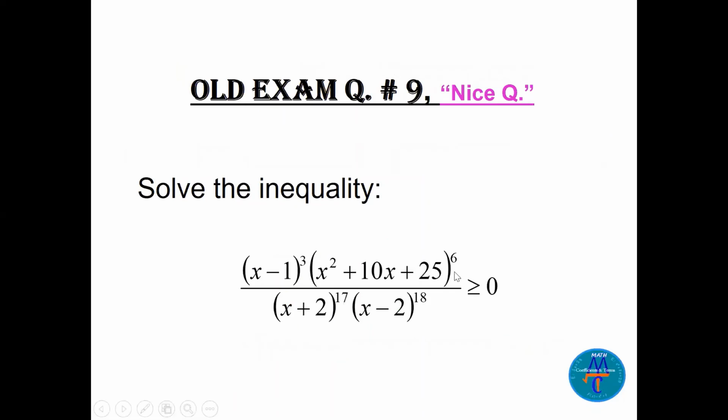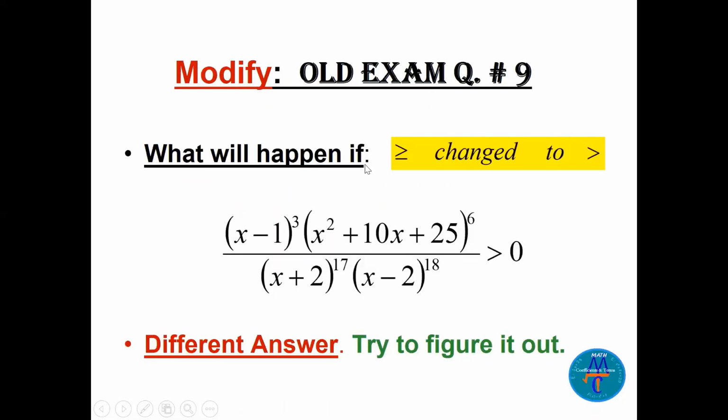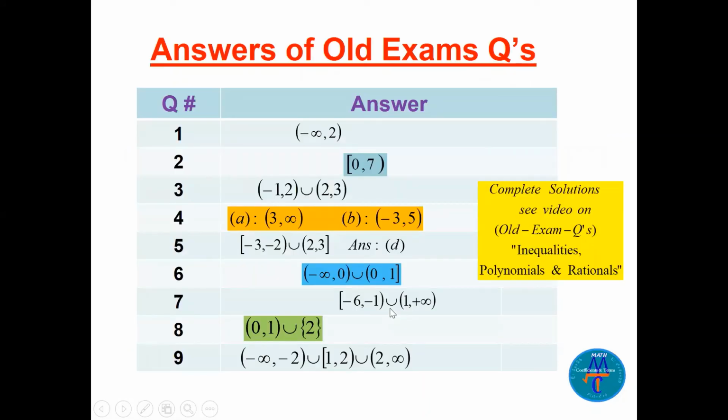I put the same question, greater than or equal to 0. After you do question 9, please see what will happen if we change greater than or equal to only greater than. There is no equal. The answer, I'm telling you, the answer will be different. Try to figure out how the answer will look like. Now, here I prepared all the answers for the questions from 1 to 9 only.